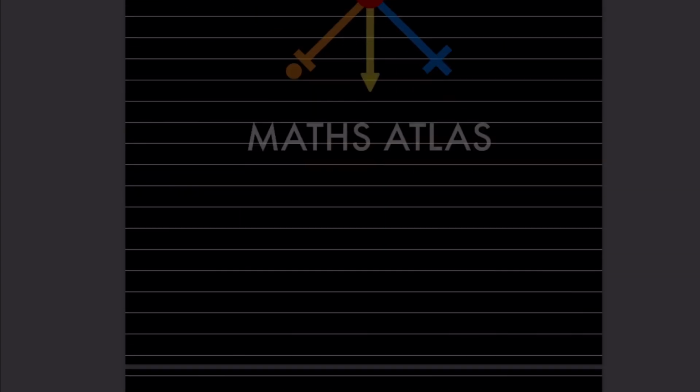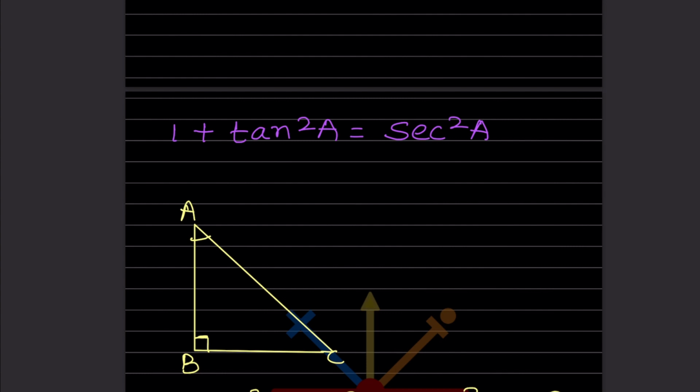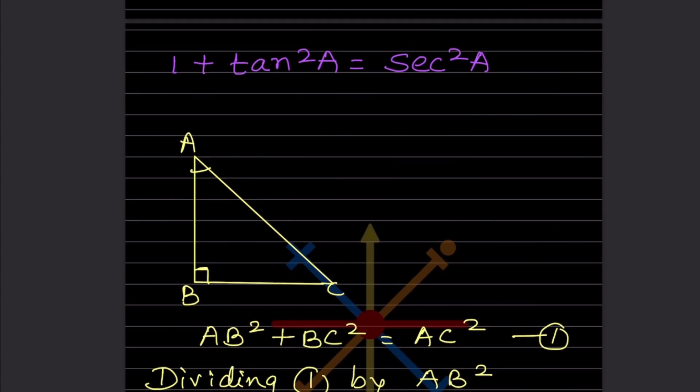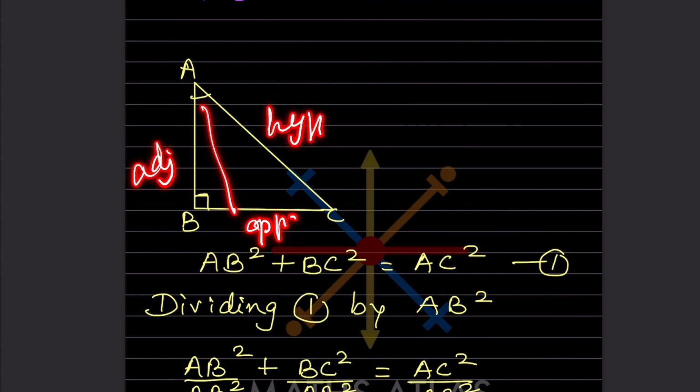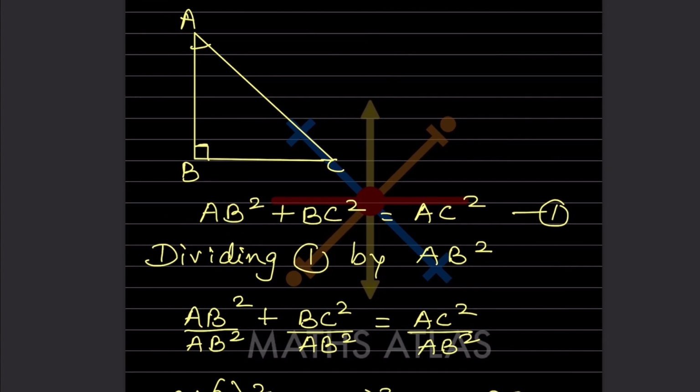Now the same we can do for 1 plus tan square A, the other identity, which is sec square A. Here you know this is the angle we are going to consider. This is the side opposite to that, the opposite one, this will be the adjacent, and this is going to be the hypotenuse. Again the same, AB square plus BC square is AC square. We will consider this as equation number 1.